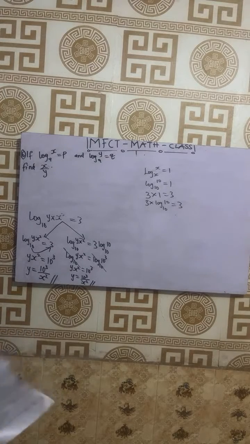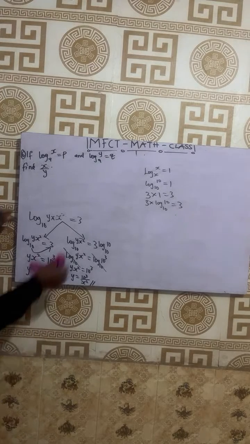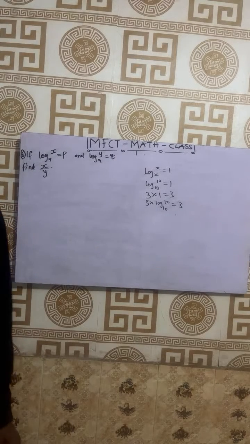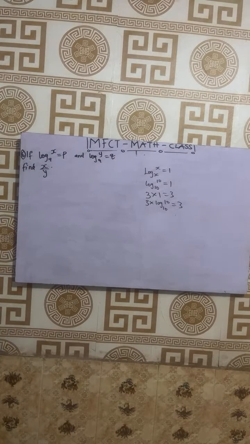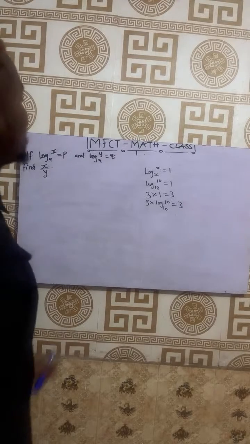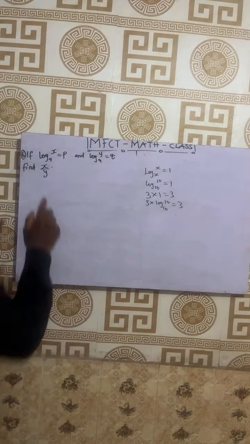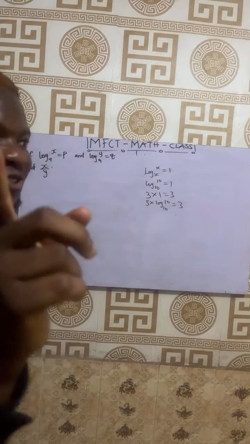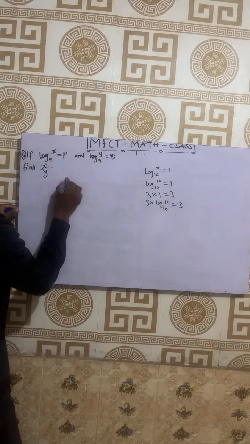Guys, look at this simple question. If log x base a is equal to p, and log y base a is equal to q, find x over y. Guys, I'm looking for x over y, right? Now, it's very simple. Today, in the first example of logarithm question, I told you that you can bring this base to the other side, right? That is the method we are going to use now. So let me write the solution.